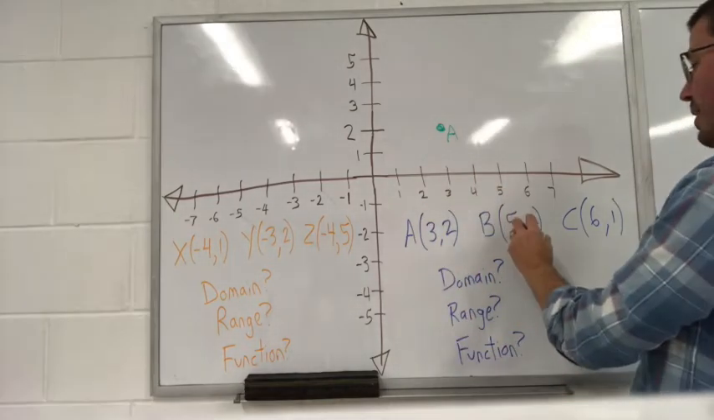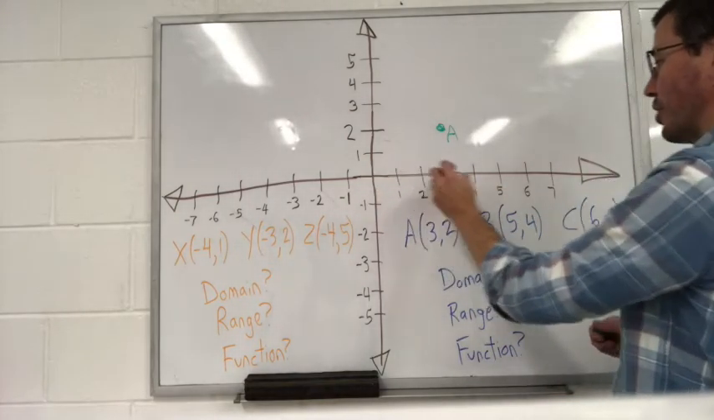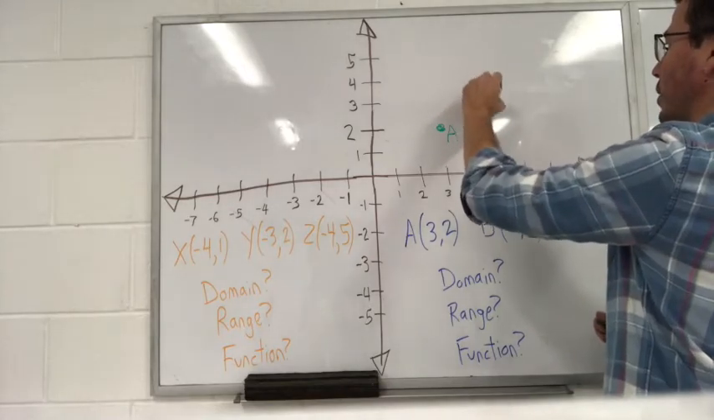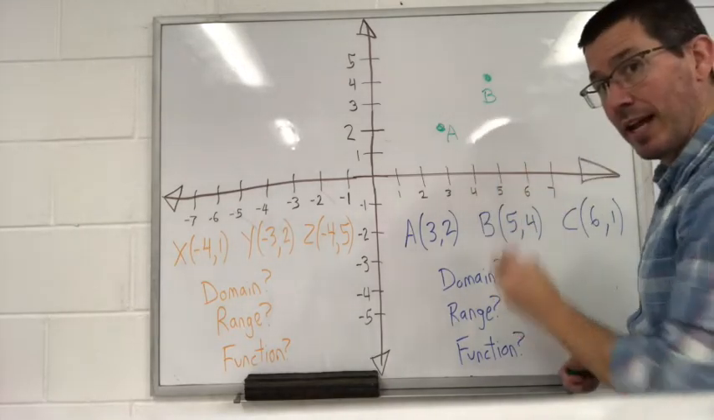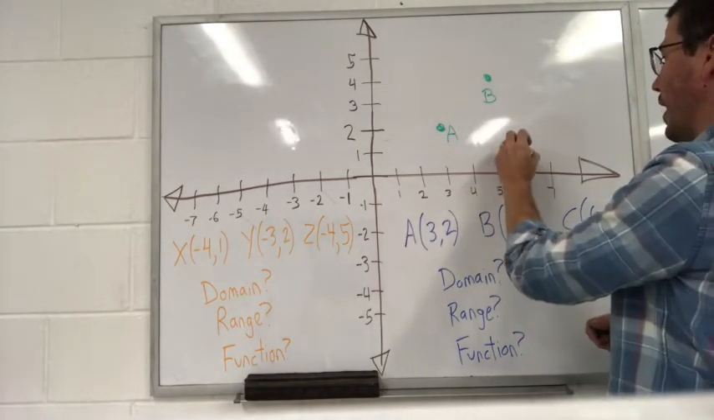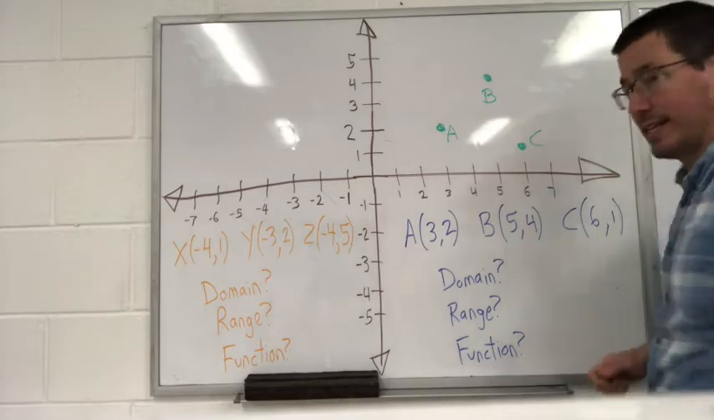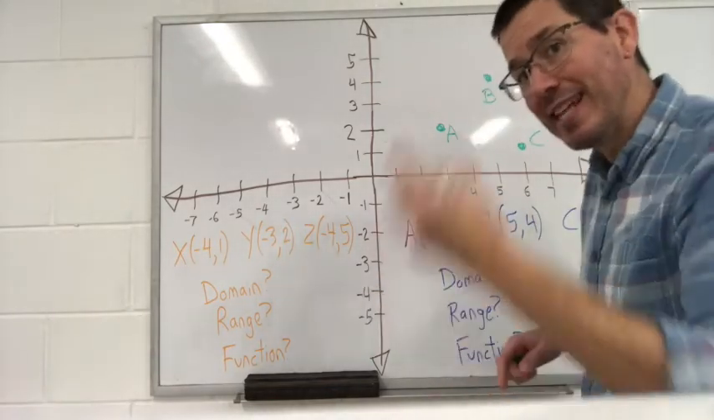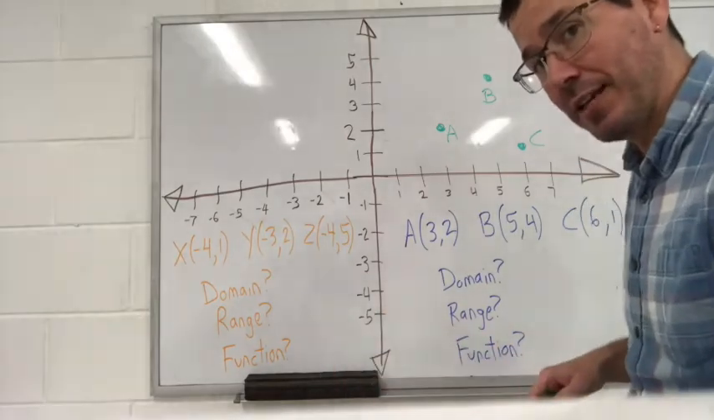B is (5, 4). Start at the origin, go over 5 on the x-axis, go up 4 on the y-axis, put a dot, we call that B. Letter C, we're going to go over 6 on the x-axis, up 1 on the y-axis, put a dot, and we call that C. Next, after you graph, we're going to identify the domain and the range.